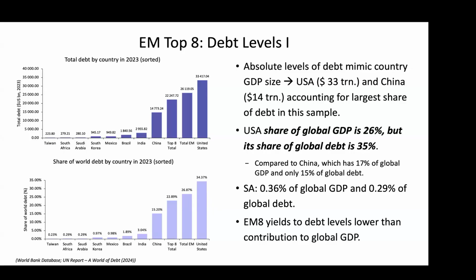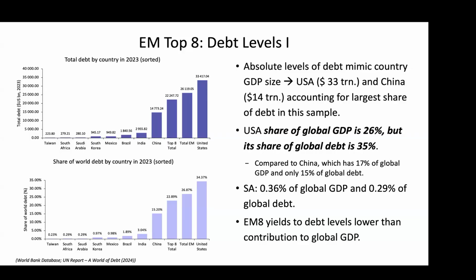But I need something a little bit more, because it is the country's size and also, of course, the promise to pay, which is really important. Well, the US share of global GDP is 26%, but its share of global debt is 35%. So to some extent, its debt is overrepresented relative to its size in the world economy. Compare this to China, which has 17% of global GDP and only 15% of global debt. South Africa, I know we would be thinking that, actually looks better. We have 0.36% of global GDP, but only 0.29% of global debt.